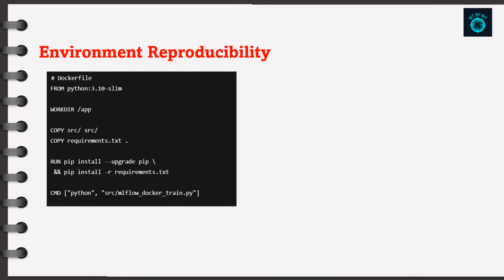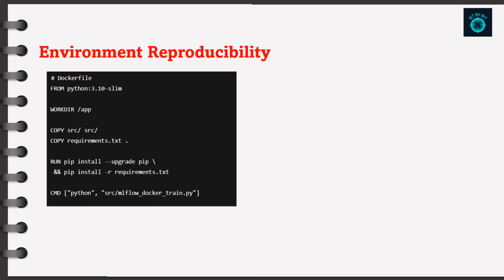In this Dockerfile, we start from the official Python 3.10 Slim image. That gives us a lightweight but complete Python environment. Then we set our working directory inside the container to /app. Next, we copy our source folder and the requirements.txt file into that directory. The RUN command upgrades pip and installs all the dependencies listed in requirements.txt. This ensures the container has the exact same package versions every time it runs.